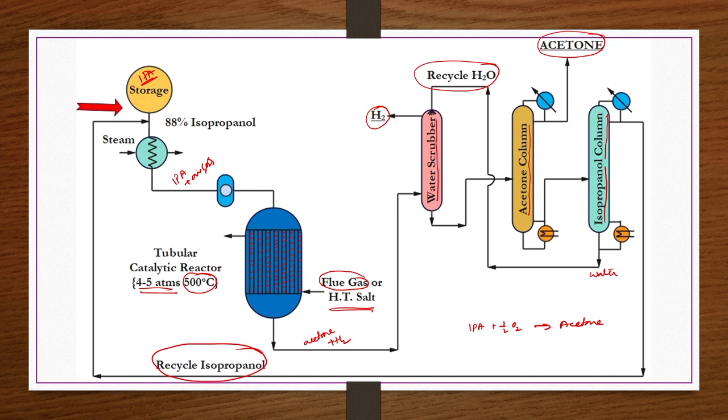If you are supplying the air, let us say oxidation of IPA takes place, and then you get acetone plus, in place of H2 you get the N2, because in the air whatever oxygen is there is consumed for the oxidation, and then N2 would be there. So that you can separate out by water scrubbing, and then you can get the N2 in place of H2, whereas the remaining part of the process is entirely the same, okay.